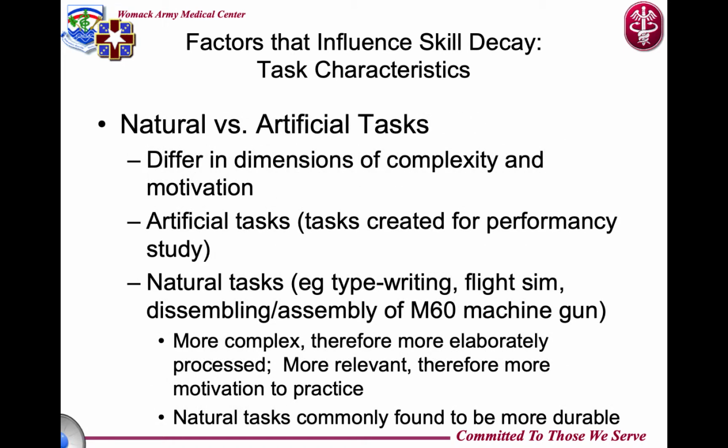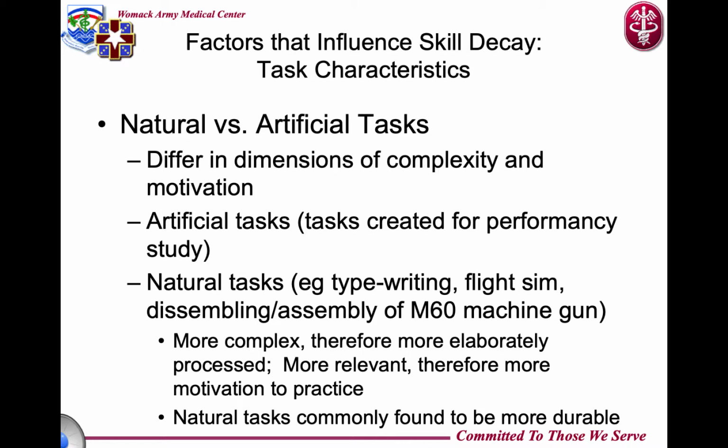Natural and artificial tasks differ on two major dimensions that might affect retention, namely complexity and motivation, and probably as a result, natural tasks are in general better retained. First of all, natural tasks are generally more complex. They are therefore more elaborately processed. This processing has a positive effect on learning and subsequently retention.